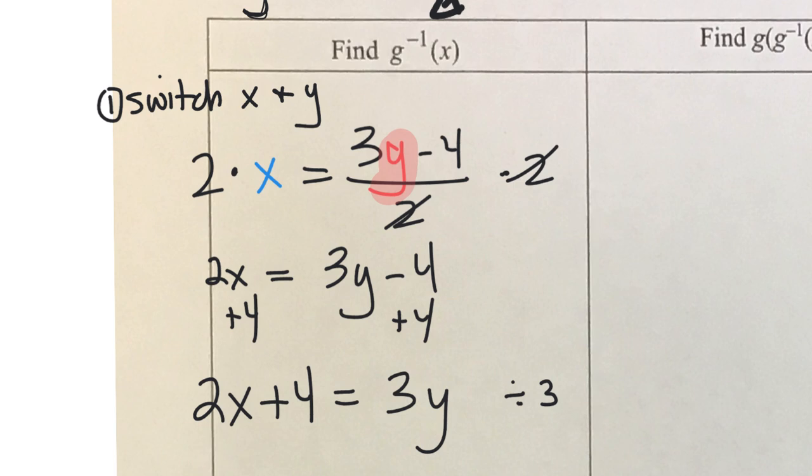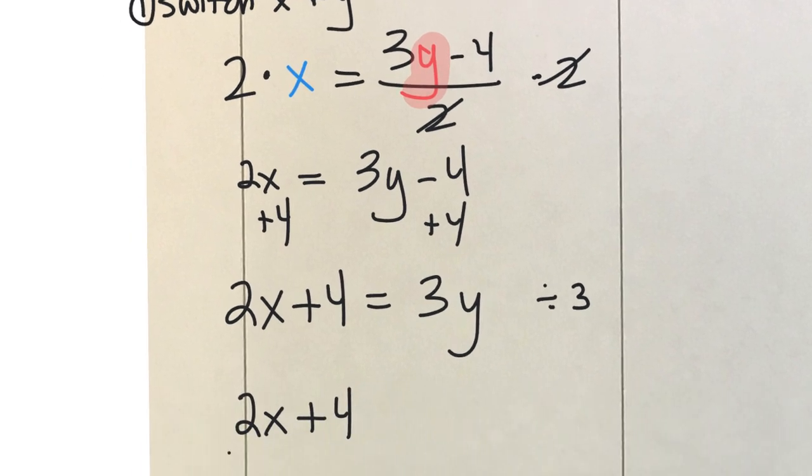There are lots of ways that we can write this division by 3, but since our original problem had it written like that, I think we're just going to write it like that also. And your last step is to not leave it as y, but write it as y inverse. So the inverse equation to our original function is 2x plus 4, divided by 3.